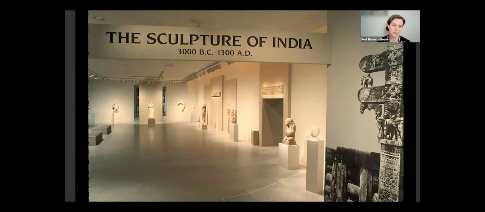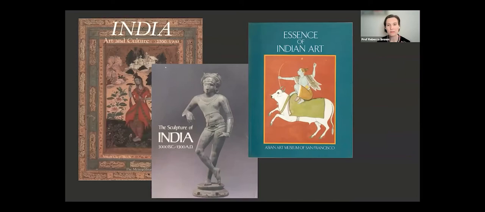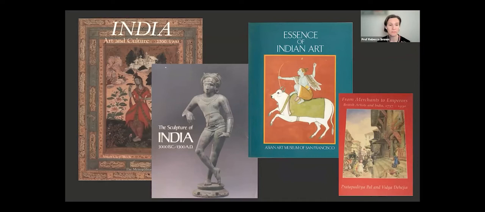And then these are some of the catalogs that I mentioned that were formative for an understanding of what art history is. After the 1980s, when I was coming up in the 90s in graduate school, these were just canonical texts you had to know and read. And all of them were exhibitions.